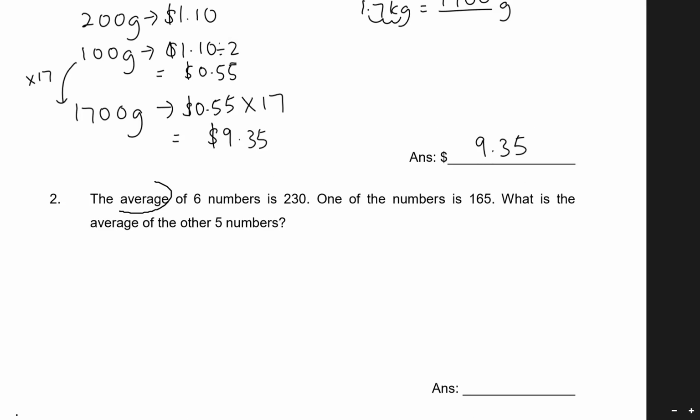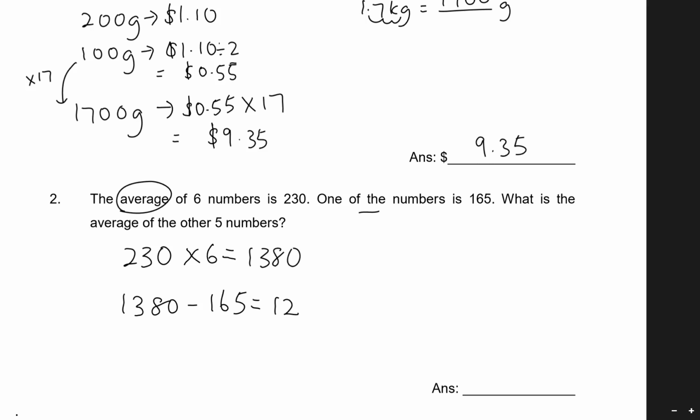Now the average mean, per, of 6 numbers is 230. So let's find out the total of the 6 numbers first. We multiply them back, which will give us 1380. Now out of this 1380 total, one of the numbers is 165. So let's take away the 165, that number that we don't want, which leaves us with a total of 1215 for the other remaining 5 numbers. So the question is asking what is the average. We want to divide 1215. We're going to divide it by 5 numbers. Now you get an average of 243 as the answer.